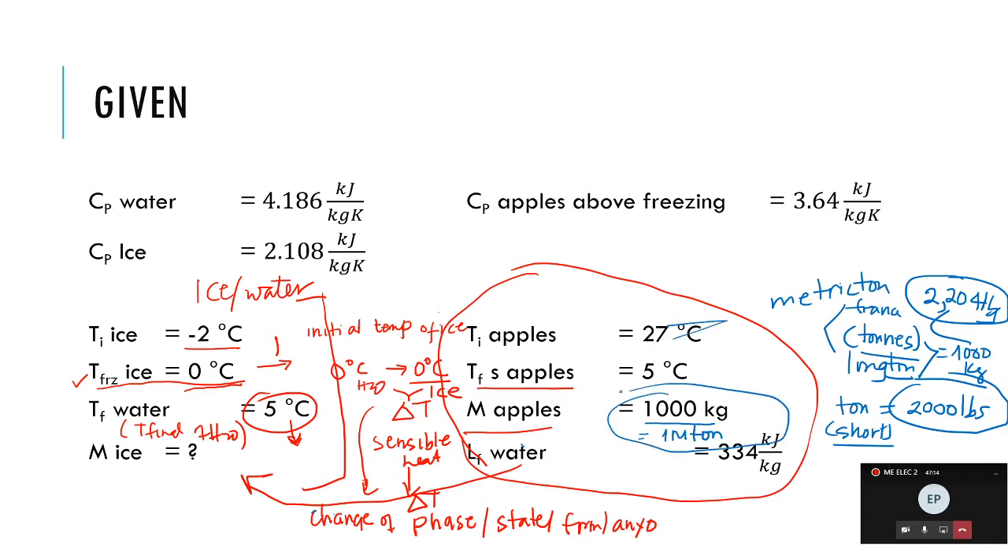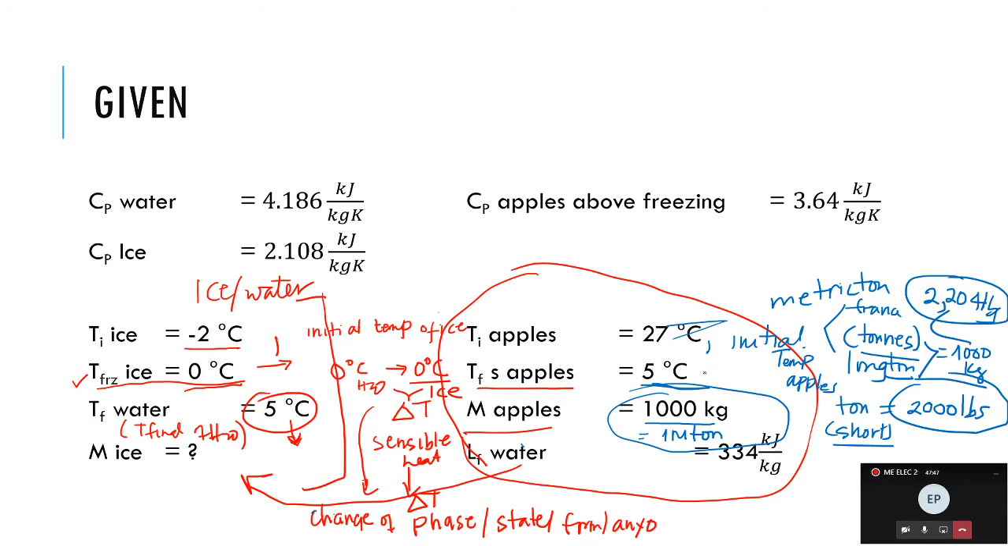Okay. Now we go to the temperatures of the apples. 27 degrees centigrade here is the initial temperature of apple, meaning that's the available temperature of the apple before cooling. Now, the target temperature of the apples to be chilled is 5. We don't have to make the apple in frozen state.